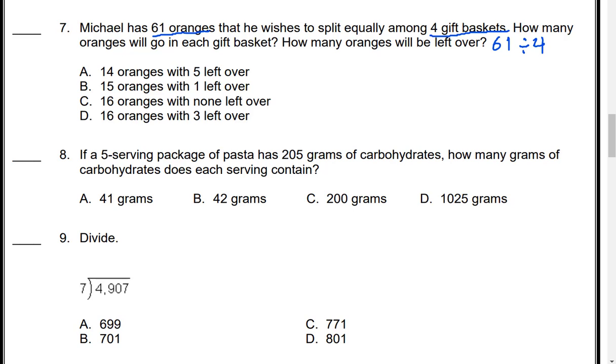Let's use the division algorithm, the long division. 61 divided by 4. Take it digit by digit. 6 divided by 4 is 1, because 1 multiplied by 4 equals 4. Then we put the 1 up and we multiply. Excellent. 1 times 4 equals 4. Now subtract. 6 minus 4 is equal to 2. Then we put the 1 down.